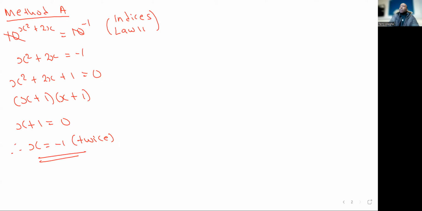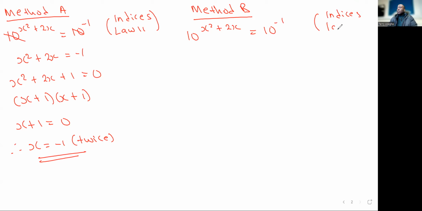But if, for instance, you don't want to use the laws of indices, you can decide to use logarithm, and that's why we are here, right? So we have 10^(x squared plus 2x) is equal to 10 raised to the power minus 1. Same thing, the same indices law 11 used here. But we want to cancel out this 10. So you can take the log of both sides. To cancel out 10, you take log base 10 of both sides. Or you can take ln of both sides. So any one you want.